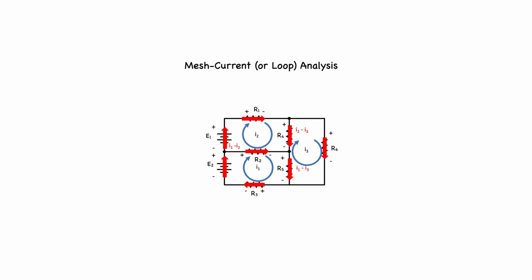Once we have assumed the current directions, we then write the Kirchhoff's voltage law equations for each of the loops. Remember, Kirchhoff's voltage law states that the sum of the voltage drops around a loop must add to zero. So we will go around each loop using the assumed current flows and write down the voltage drops for that particular loop using that current.